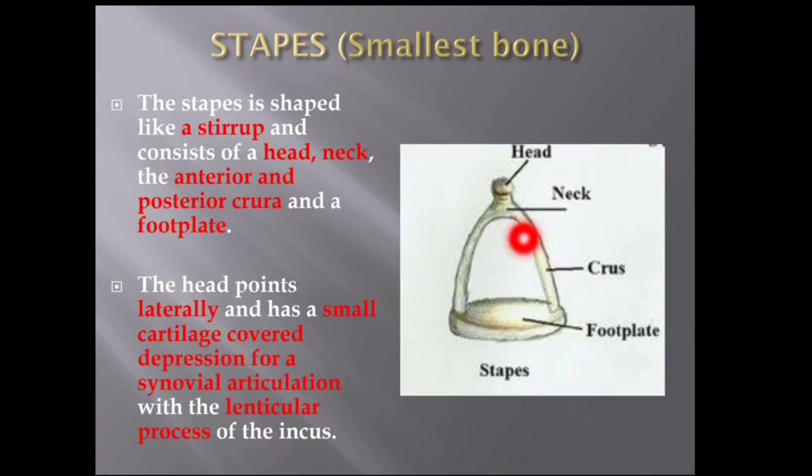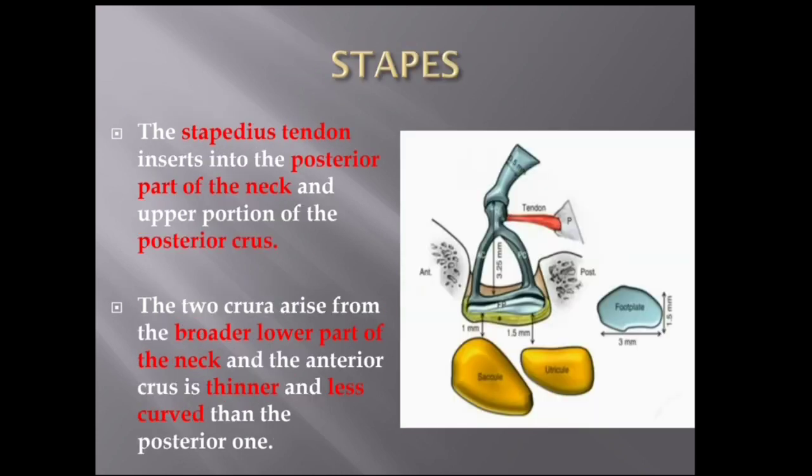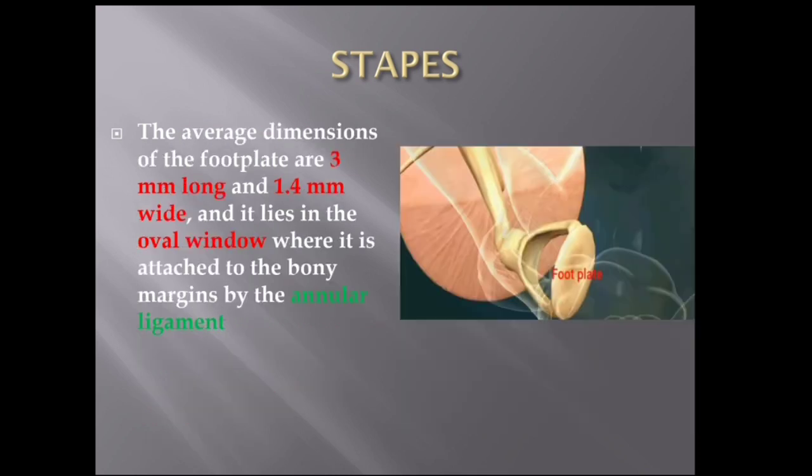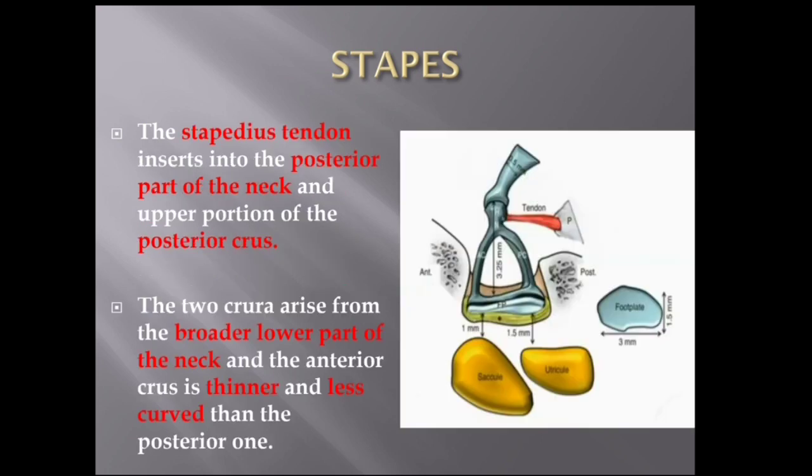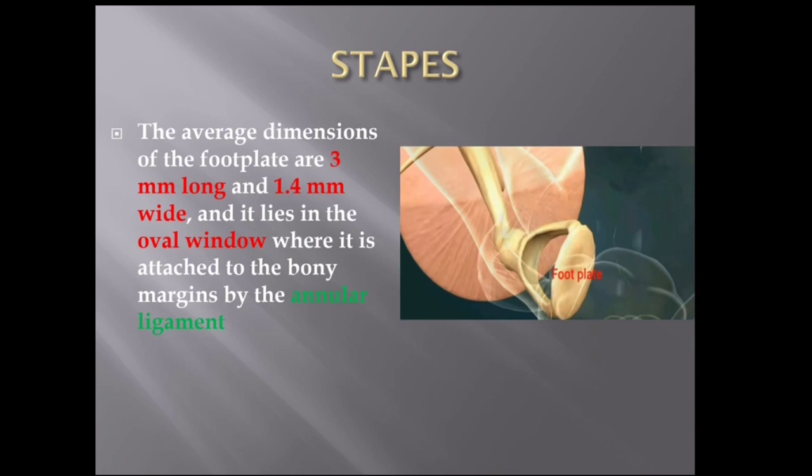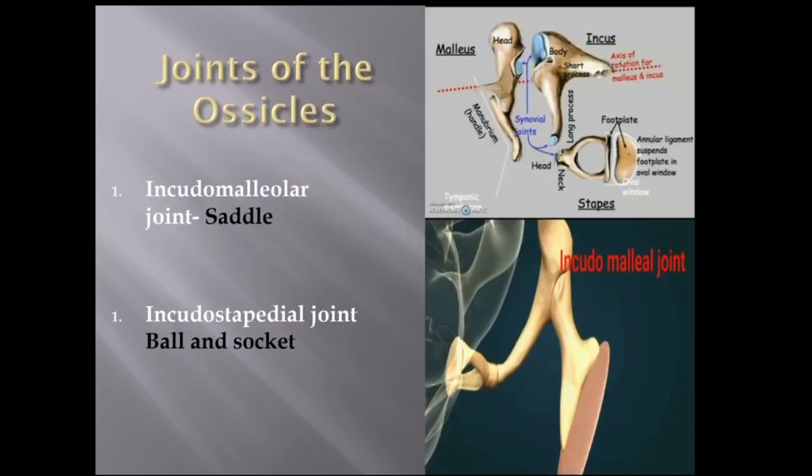Stapes, the smallest bone, consists of head, neck and crura. The stapedius tendon inserts into the posterior part of the neck. The two crura arise from the broader lower part of the neck, and the anterior crus is thinner than the posterior. Average dimensions of the footplate are 3 mm long and 1.4 mm wide, and it lies in the oval window. Joints of the ossicles are the incudomalleolar, a saddle variety joint, and the incudostapedial, a ball and socket variety of joint.